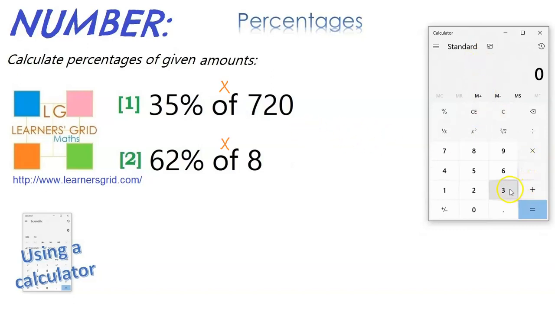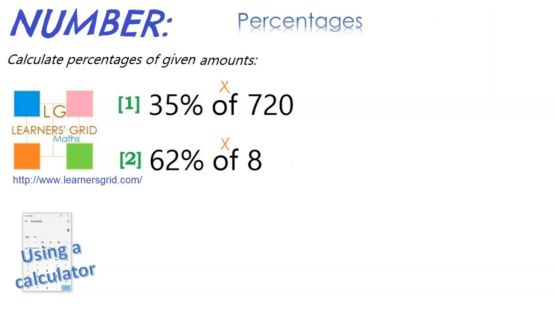So 35, times 720. And then we click the percent button, and then equals. And the answer is 252. And so that's all you need to do. And that answer is complete.